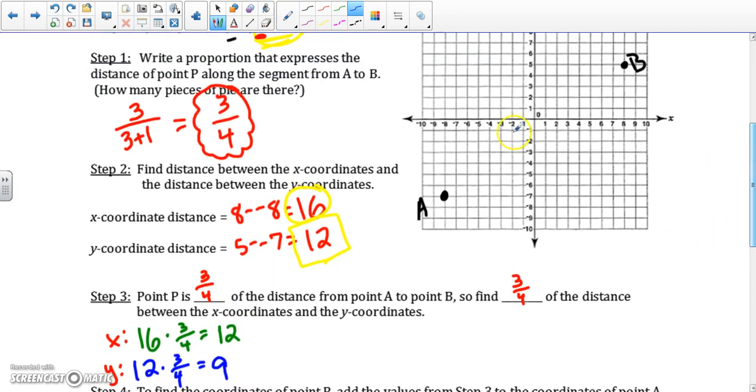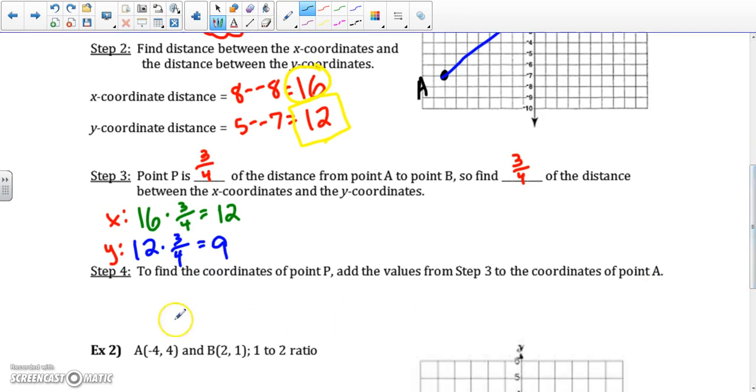So if we look back up here at our picture, we're not going to plot the point 12, 9. That would be way up here. But this line segment from A to B, that point P is 12 units from my x coordinate and 9 units from my y coordinate. So the last step, here's what we do to find that exact point. We know the x coordinate. We started at -8. The y coordinate, back to our graph, we started at -7.